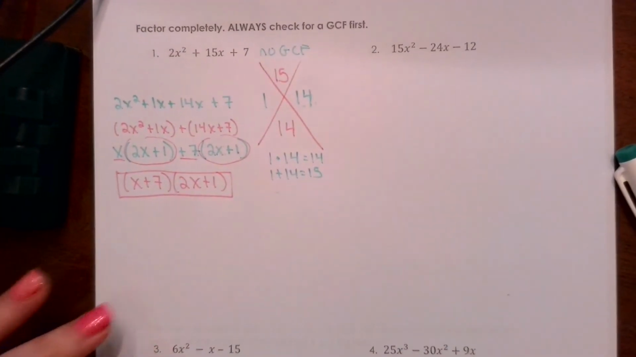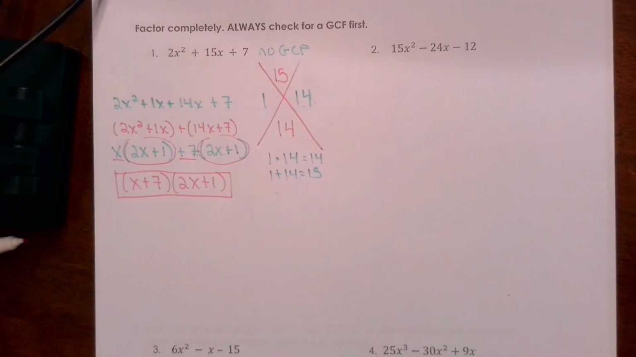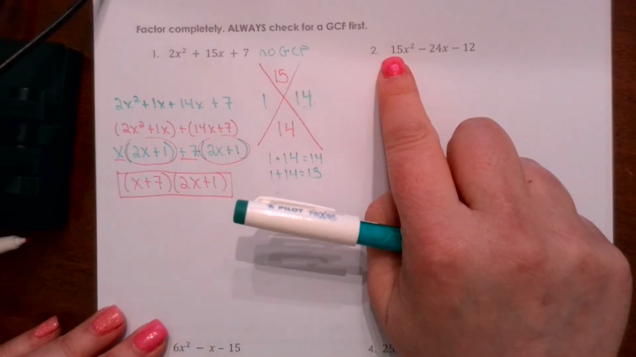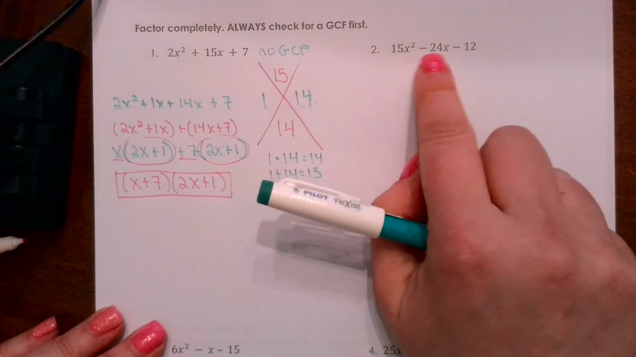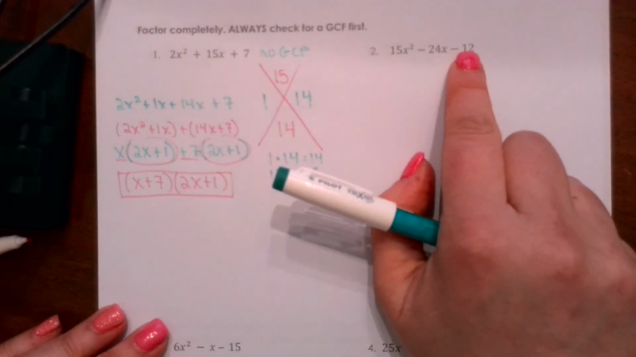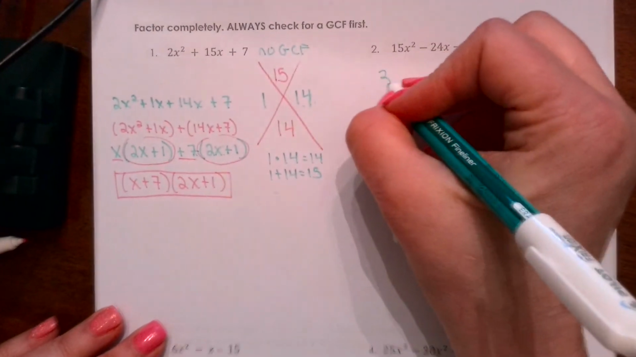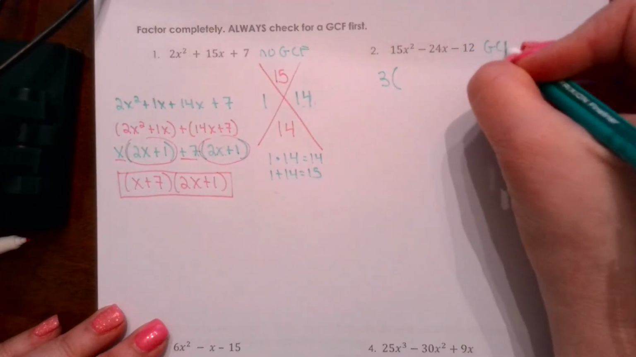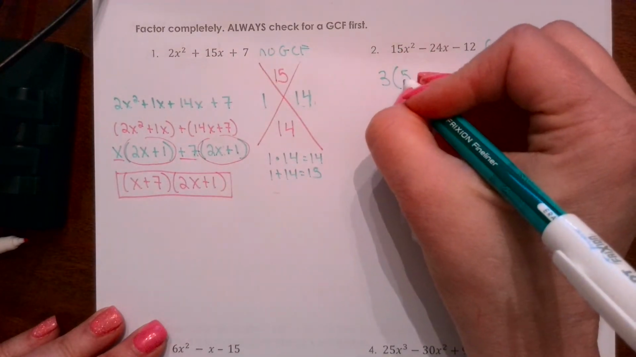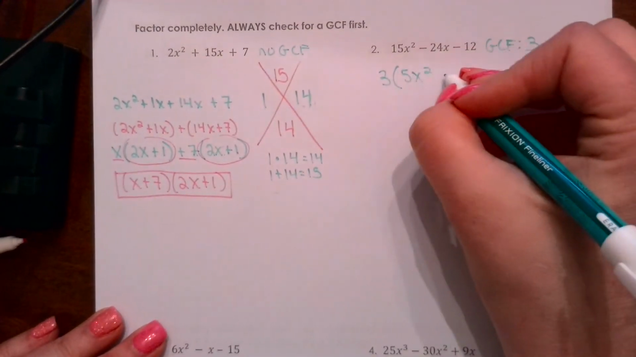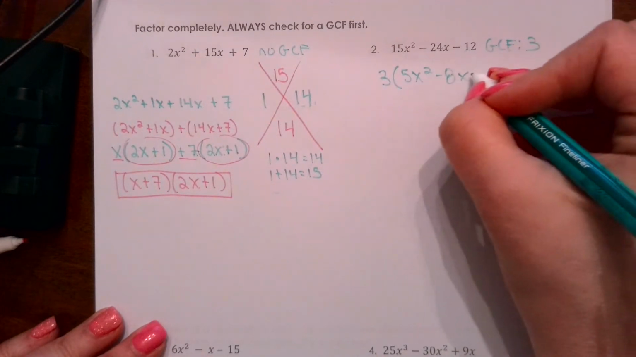All right, let's take a look at this next one. If I look at my numbers, I've got here my 15. I know that 3 and 5 go into 15. Well, 5 doesn't go in these, but 3 does go into 24 and 12. So I'm going to take 3 out. So my GCF is 3. 15 divided by 3, I've got 5x squared, 24 divided by 3 is negative 8x, and minus 4.